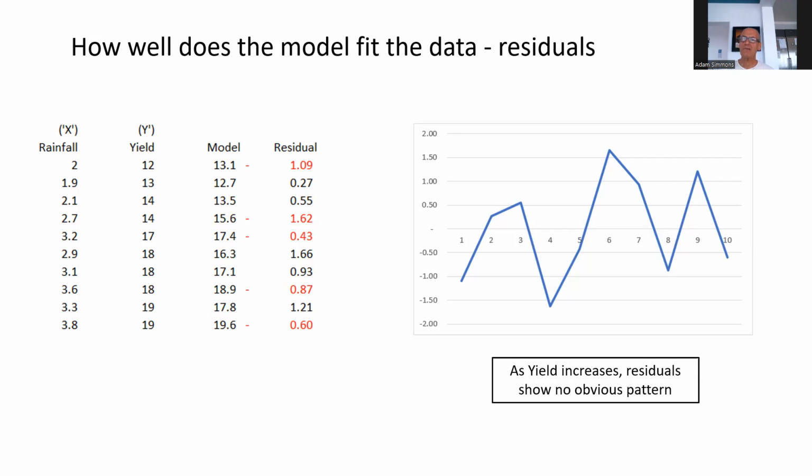So what do these residuals look like? Well, they don't look too bad. They're not increasing as y gets larger. They look pretty random, so that's good. Those are the two key things we look for: no obvious pattern and no obvious trend. So this is looking pretty good.